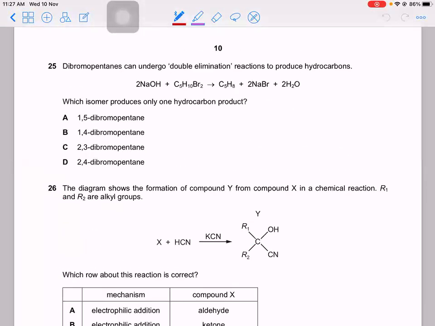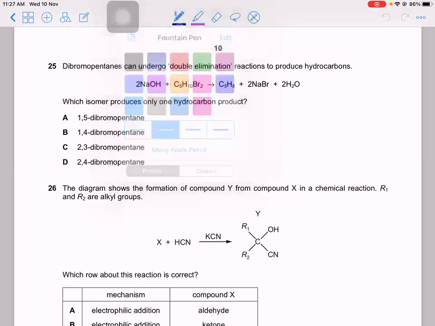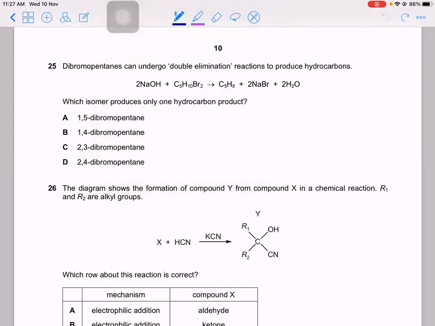25. Dibromopentanes can undergo double elimination. So you have halogenoalkanes, double elimination reaction to produce hydrocarbon. Halogenoalkane undergoing elimination gives you what? Alkenes. So they're saying NaOH. This will be what? Ethanolic NaOH. Yes, NaOH and ethanol. Giving you Br2, giving you C5H8, NaBr, H2O.